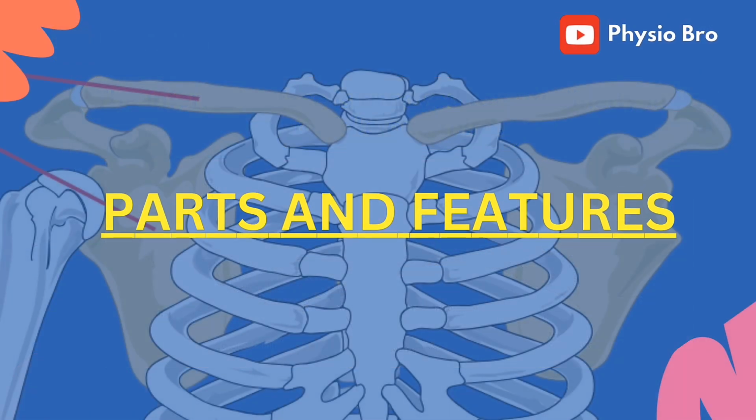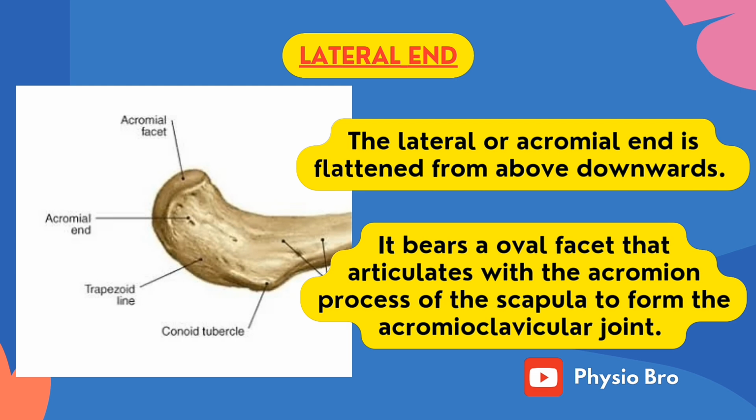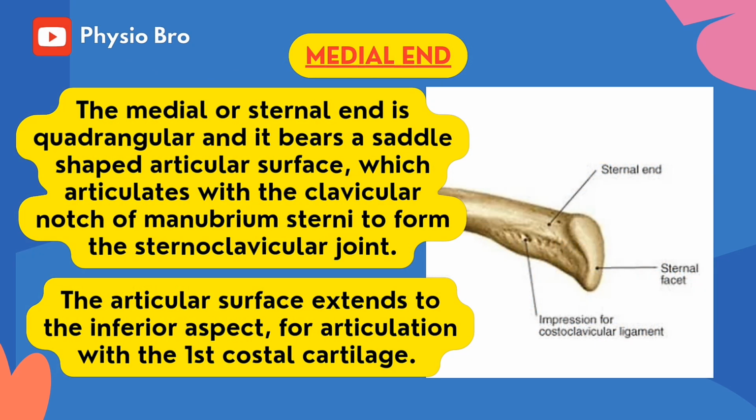Parts and features. Lateral end. The lateral or acromial end is flattened from above downwards. It bears an oval facet that articulates with the acromion process of the scapula to form the acromioclavicular joint. Medial end. The medial or sternal end is quadrangular and it bears a saddle-shaped articular surface, which articulates with the clavicular notch of manubrium sterni to form the sternoclavicular joint. The articular surface extends to the inferior aspect, for articulation with the first costal cartilage.